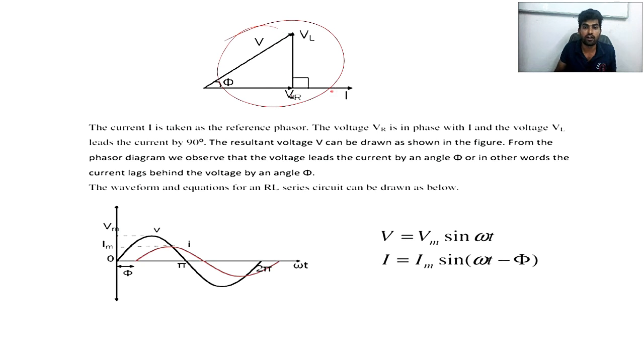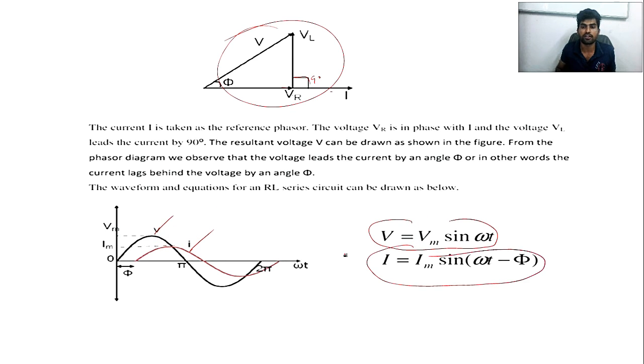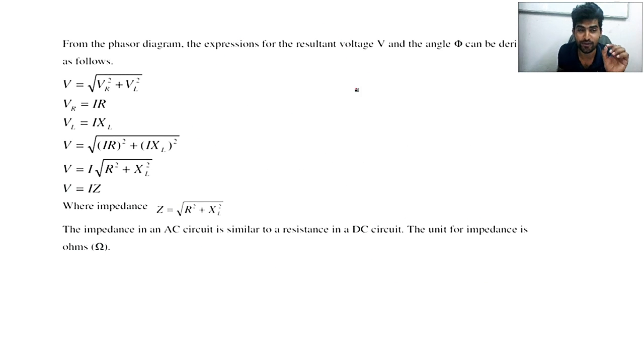See, I and V are in phase with each other, and then current lags voltage by an angle of 90 degrees for inductance. So this is the total voltage. This is the waveform. So V is equal to Vm sin omega t, I is equal to Im sin omega t minus phi. There are the equations. I'll be drawing one vector diagram over here. This one is VL, this one is VR, and then this is total voltage. This one is the phase angle.